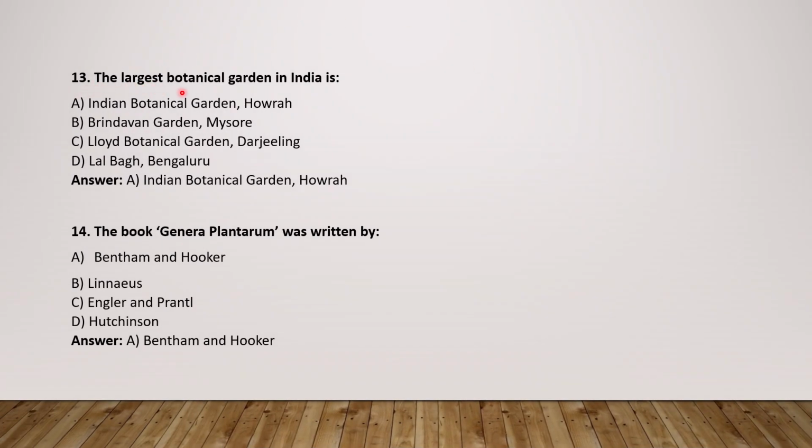Question number 13. The largest botanical garden in India is? Right answer is option A, Indian Botanical Garden, located in Howrah. It is in West Bengal. It is famous for its collection and research facilities. Number 14. The book Genera Plantarum was written by? The right answer is option A, Bentham and Hooker. It is one of the significant works in plant taxonomy and it is used in classifying plants.